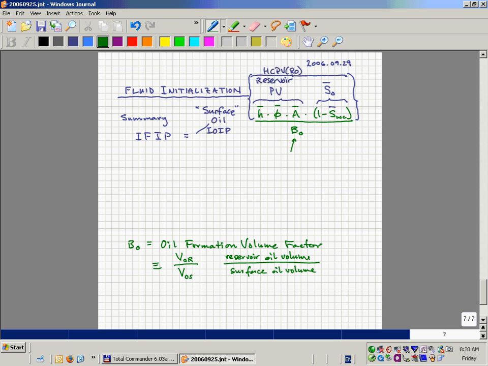And we're interested in this particular conversion factor at initial pressure because we're looking at the initial oil in place. And the BO term is pressure dependent. If we go to a lower pressure as the reservoir depletes, that ratio will change. So we're looking at a very specific, at initial conditions, to calculate this initial oil in place. Okay?